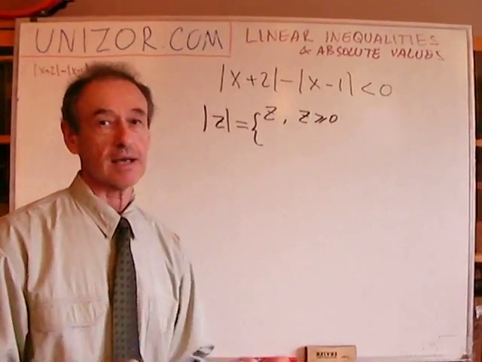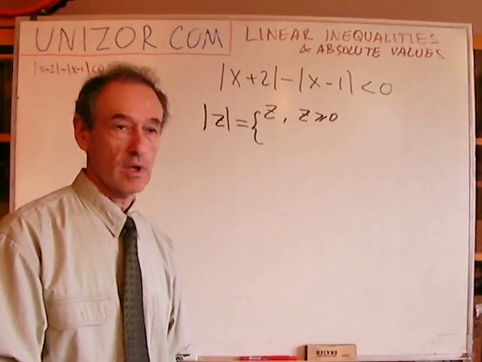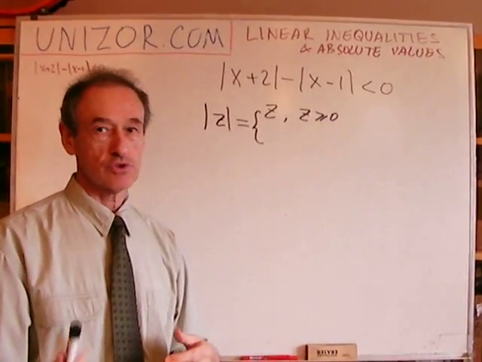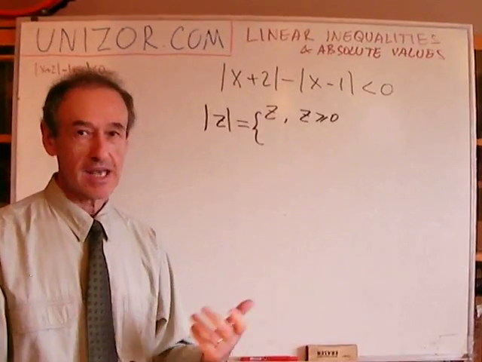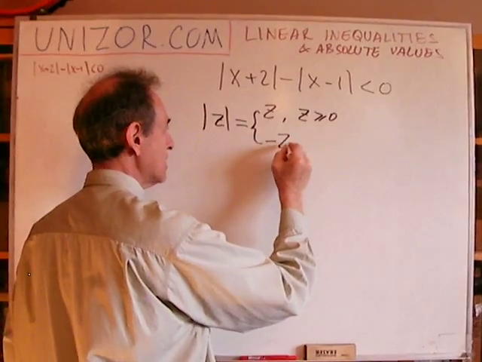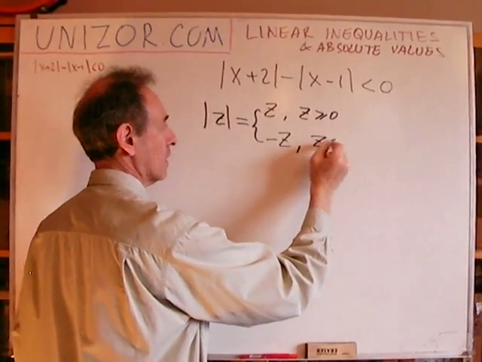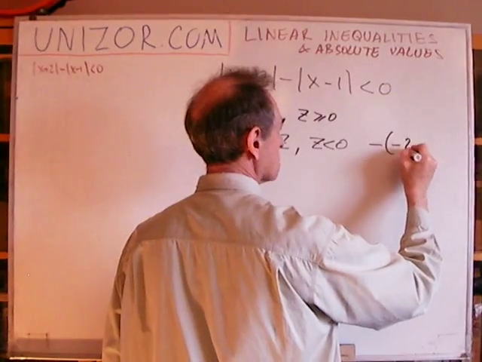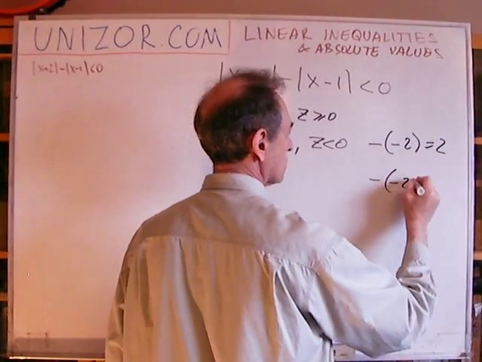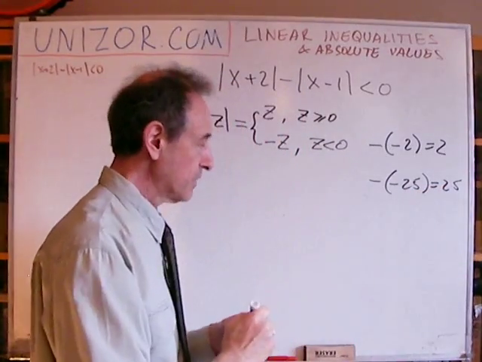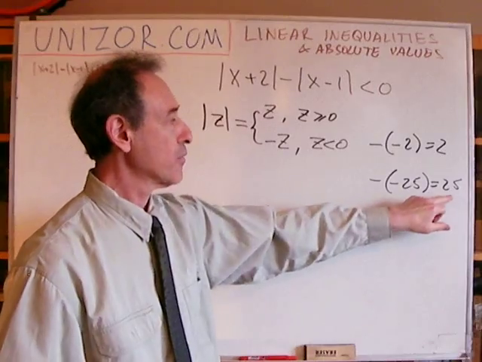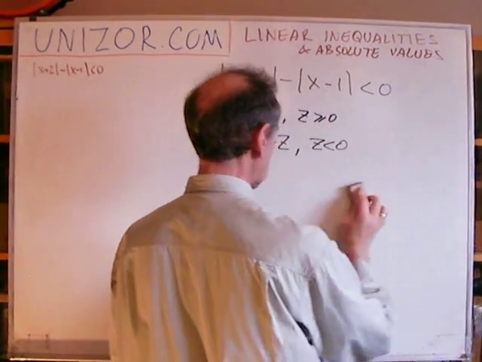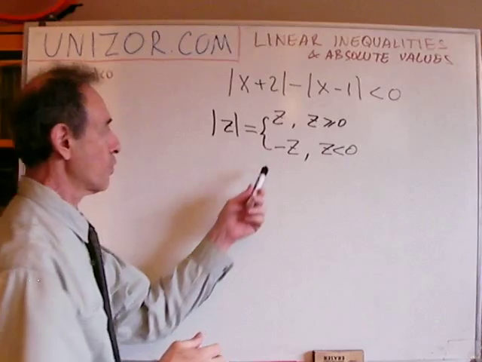Now, what if z is negative? Well, if z is minus 2, then we know that its absolute value is 2, right? How can I get 2 from minus 2? Well, I have to negate it, right? So if I negate z, which is negative by itself, then I will get the corresponding positive, right? Minus of minus 2 is 2. Minus of minus 25 is 25. So if I negate my negative number, I will get its absolute value. So this is the definition. I was just trying to explain it. It's not a proof, it's just an explanation of why this definition is important.